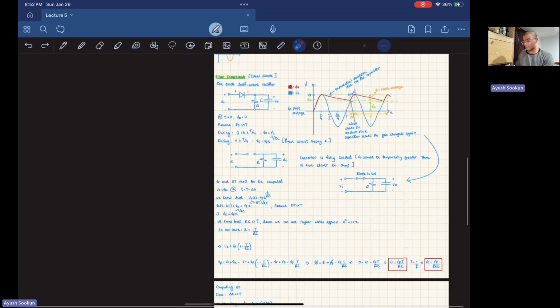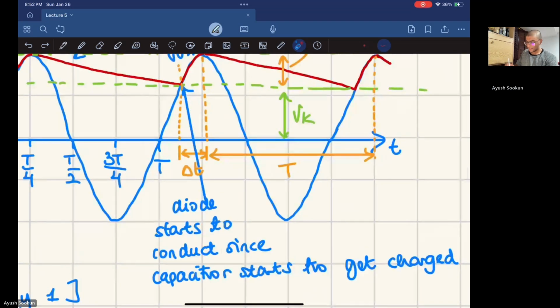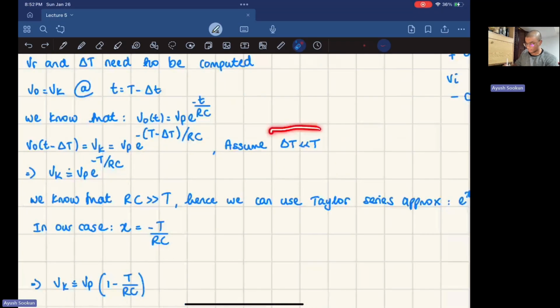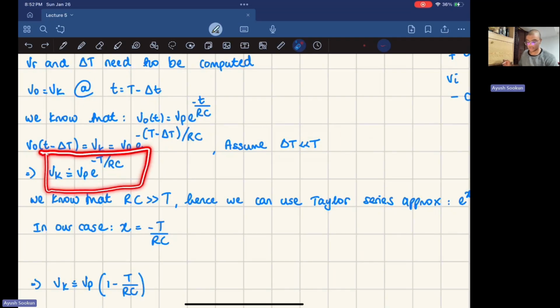And now, if I look at my graph, here, delta T is visibly much, much smaller than T. So that's my first assumption. All right. Delta T much, much smaller than T. So this delta T is going to disappear in my equation. And my equation for Vk remains as this.